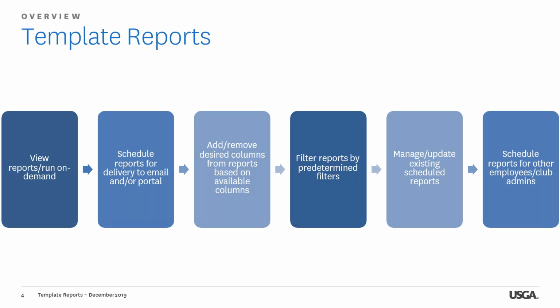As we move into an overview, it's important to understand what features and functionality will be available in template reports come launch on January 6th. The first is that you will be able to view reports or run them on demand. You can schedule reports for delivery to your email or to the portal. You can add and remove columns from reports. You can filter reports. You can manage and update your existing schedules. And you can also schedule reports for other employees within your club or your club admin. Again, similar in nature to what web reports can do, but a little bit different and enhanced from what you know today.